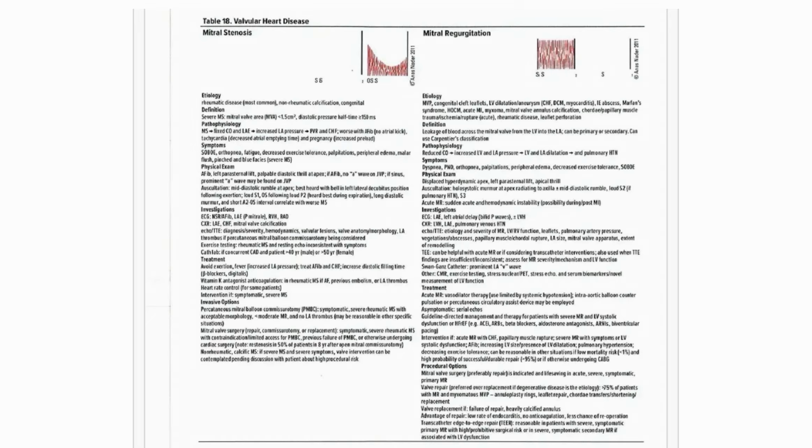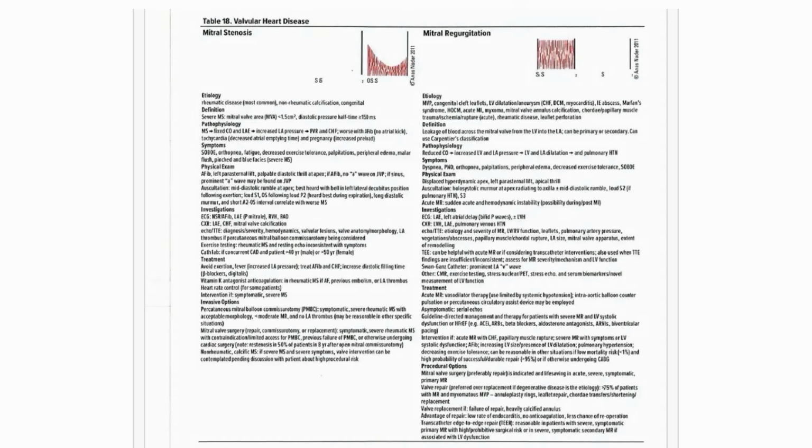Acute mitral regurgitation presents with sudden pulmonary edema and hemodynamic instability. Physical examination. The physical examination section notes a hyperdynamic apex beat, left parasternal lift, and apical thrill. The characteristic murmur is a holosystolic murmur heard at the apex that radiates to the axilla.